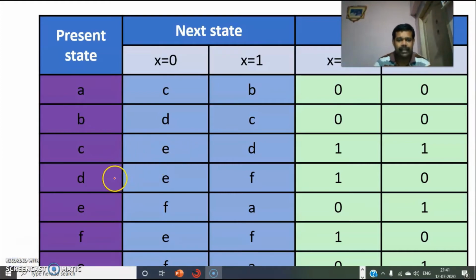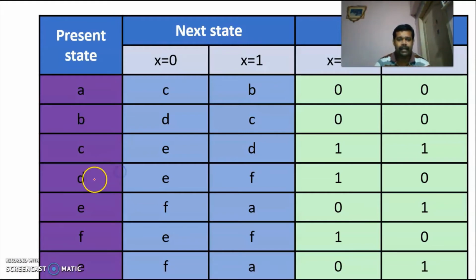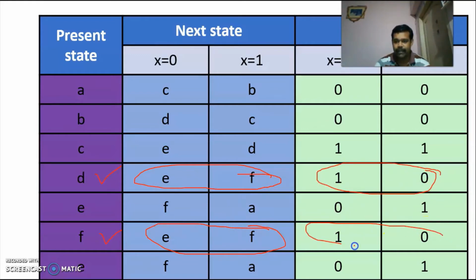I am comparing D with F. They are having the same next state. Here you are having EF, here also you are having EF. I am then comparing the output. They are having the same output.